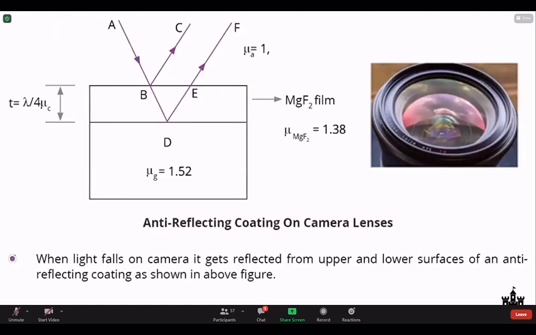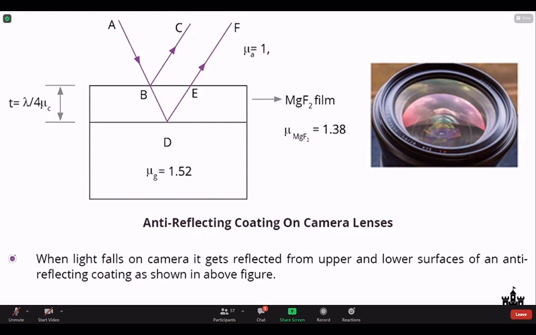So an example is typically an MgF2 film coated on the lens. We had seen this yesterday. Typically magnesium fluoride, which has a refractive index of 1.32, slightly less than the refractive index of the glass lens used, which is 1.52. So for the anti-reflective coating, the thickness should be such that it will absorb the light.